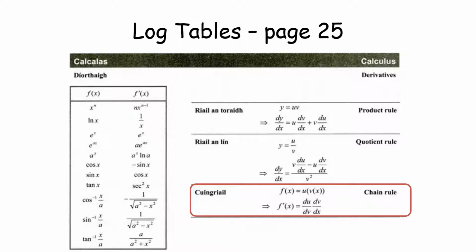So basically this is where there's an inner function v of x, which is part of a bigger function u. Okay, so if we think back to our functions, it is a composite function, so a function within a function. So what you do is you differentiate du dv, so you differentiate u with respect to v, and then you differentiate v with respect to x, and you multiply these two answers together. What that ends up looking like is you differentiate the whole thing using our rules. So the rule is bring down the power, take one away from the power, and then you multiply it by the derivative of the inner function.